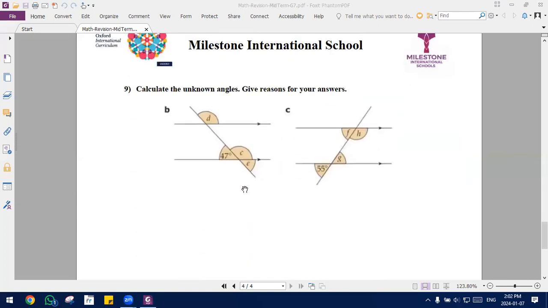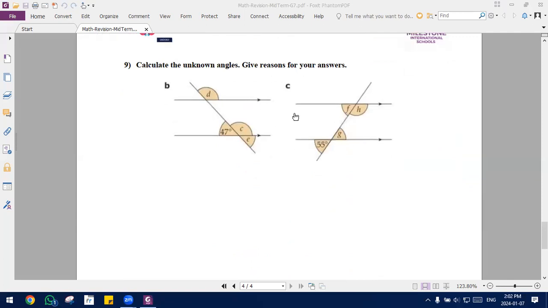Calculate the unknown angles, give reasons for your answer. Okay. Now here we have these two arrows, this one and this one. These two arrows mean we have parallel lines. So it's so important. We cannot apply the properties that I will mention if we don't have parallel lines.